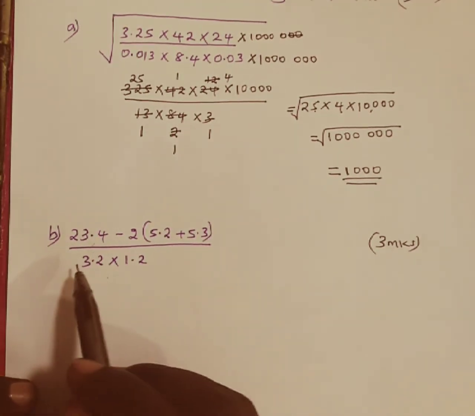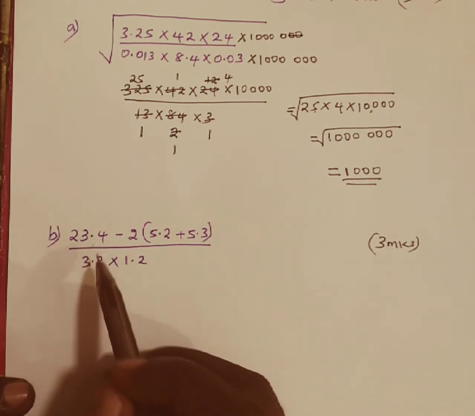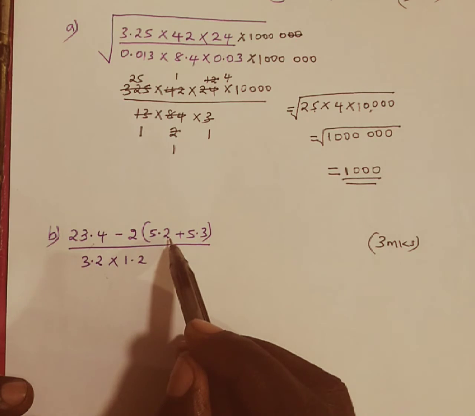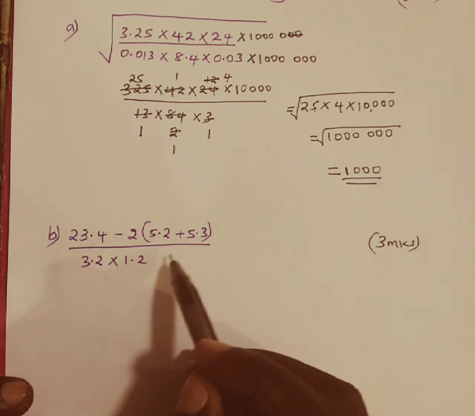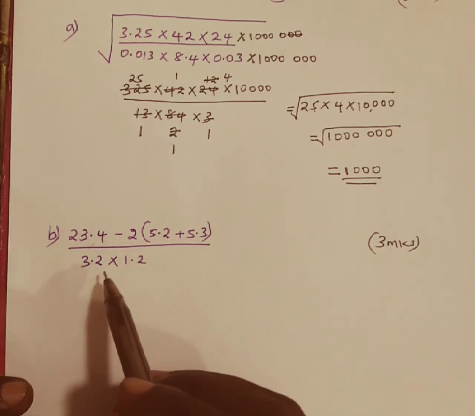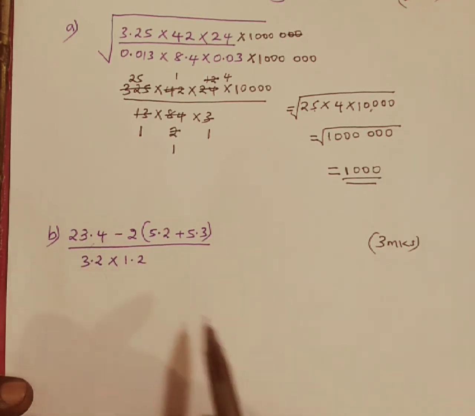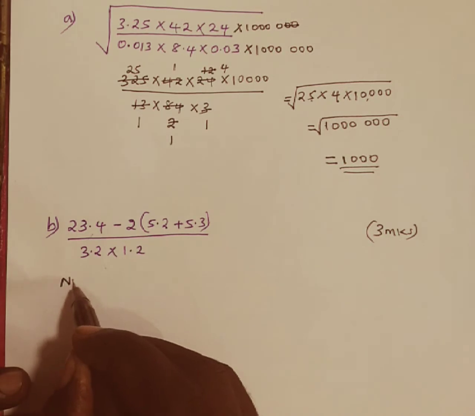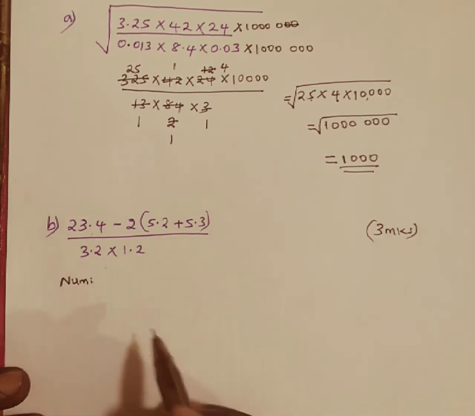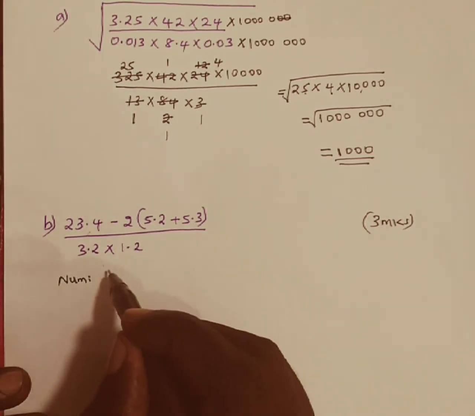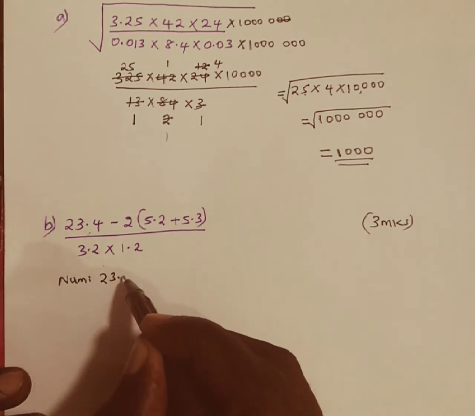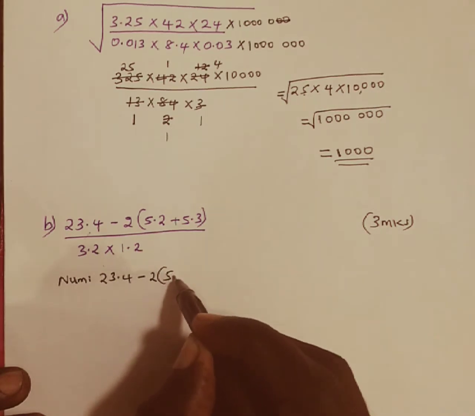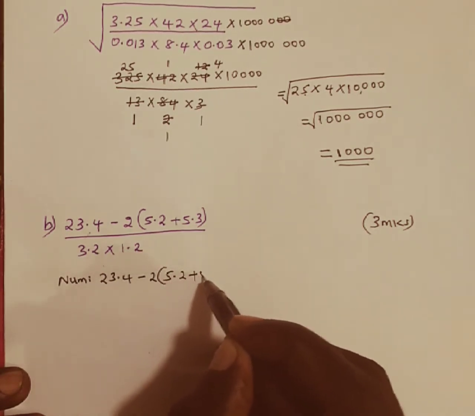That is part B. We have 23.4 minus 2 into 5.2 plus 5.3, everything divided by 3.2 times 1.2. So let us look at the numerator first. And the numerator has 23.4 minus 2 into 5.2 plus 5.3.